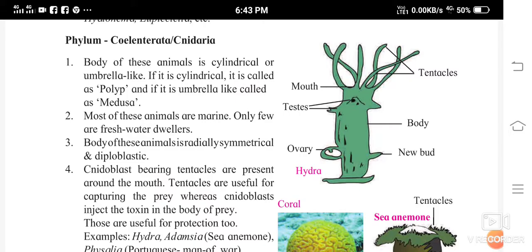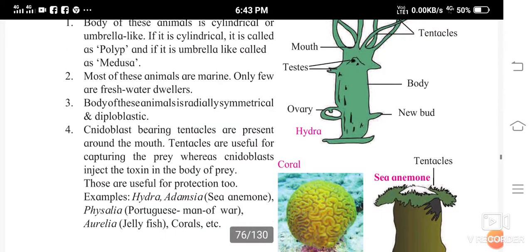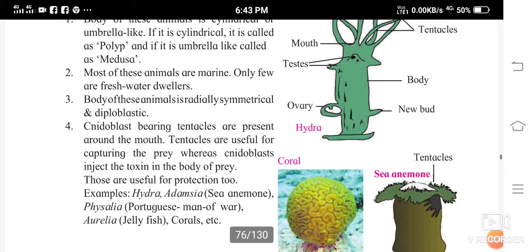If it is cylindrical, then we call it a polyp, and if it is umbrella-like, then it is called a medusa. Most of these animals are marine, only a few are freshwater dwellers. Most live in sea water, that is saline water, and only a few live in lakes, rivers and so on, like Hydra. So Hydra is a freshwater dweller.